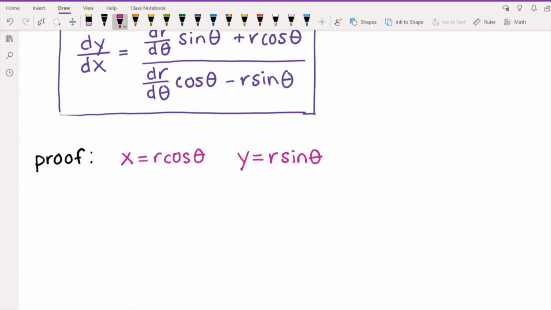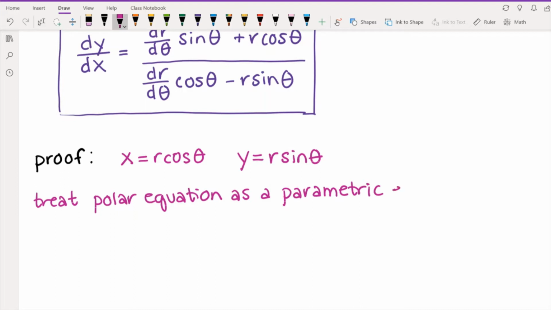And so what we're going to do is treat our function as basically a parametric equation. So we're going to think about our polar equation as being a parametric equation where x and y are functions of theta. So we're going to treat our polar equation as a parametric equation, and then instead of the parameter being t, the parameter in this case is theta.